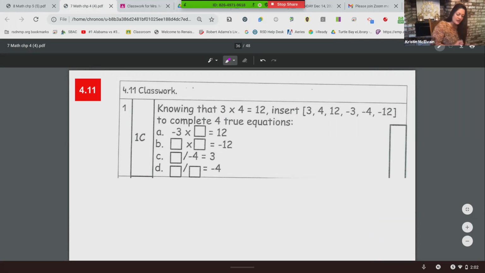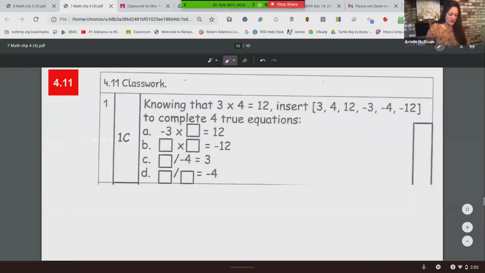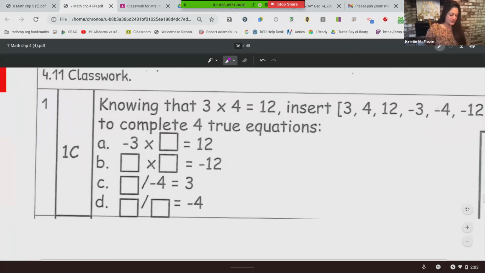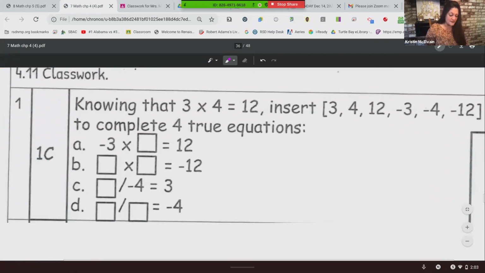So here we go, 4.11 classwork. This is just showing you all the different ways that you can use these numbers when you know that 3 times 4 equals 12. So we're going to take each of these integers to complete the following 4 true equations, okay? So just knowing our multiplication and division rules. So I make this bigger here so I can write in the square.